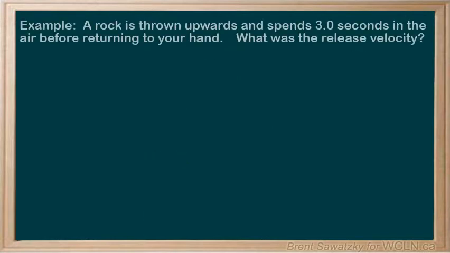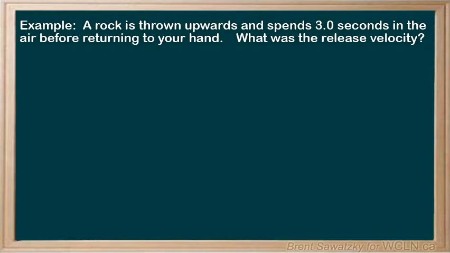For example, let's say you toss a rock straight up into the air and it spends 3 seconds in the air before returning to your hand. What was its initial velocity? Let's look at three methods to consider this problem. It's good to understand all three of these methods, as each one exposes ideas that are useful for solving more complicated problems.